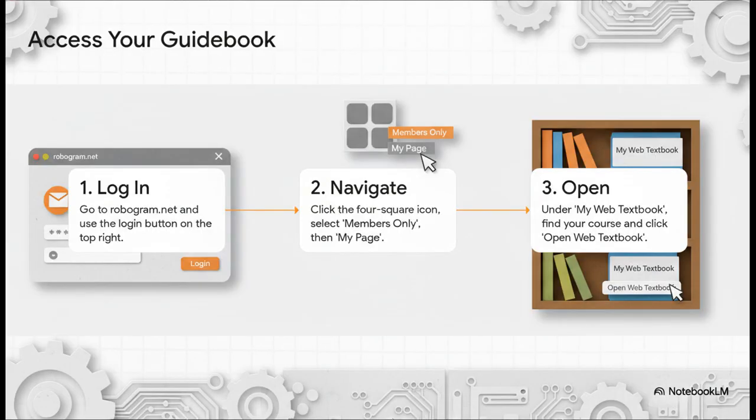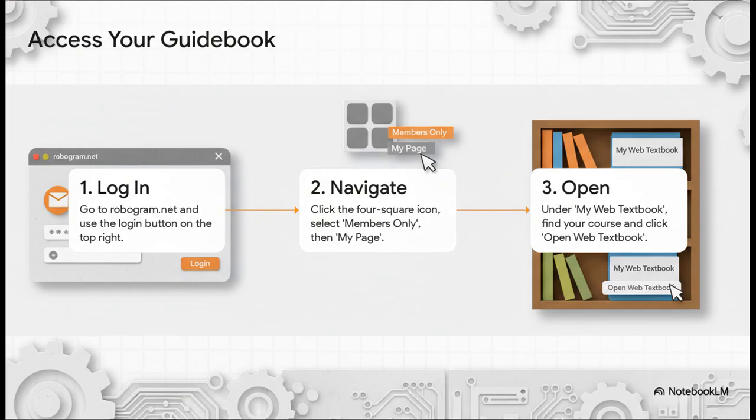Step 1 is easy. Just go to robogram.net and find that login button up in the top right. Got it? Cool. Now for step 2. After you log in, look up at the top right again. See that little icon with the 4 squares? Give that a click. Then you'll see a Members Only tab. Select that and go to My Page. This is kind of like your home base.